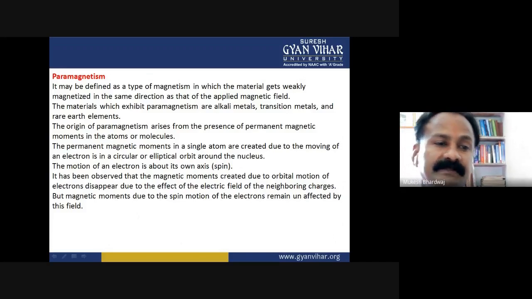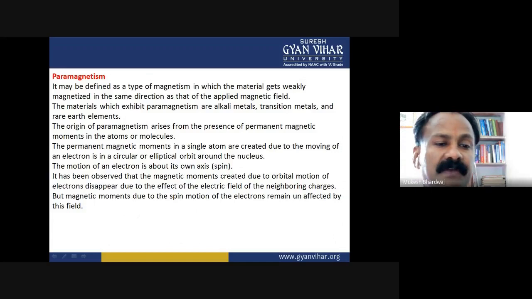So next, paramagnetism. It may be defined as a type of magnetism in which the material gets weakly magnetized in the same direction as that of the applied magnetic field. The materials which exhibit paramagnetism are alkali metals, transition metals, and the rare earth elements. The origin of paramagnetism arises from the presence of magnetic moments in the atoms or molecules. The permanent magnetic moment in a single atom is created due to the motion of the electron in a circular or elliptical orbit around the nucleus.